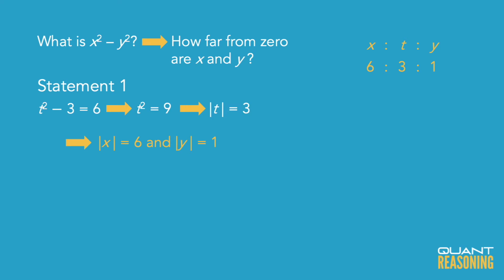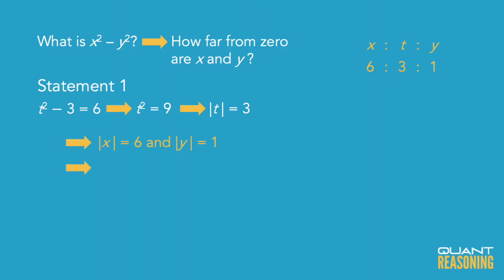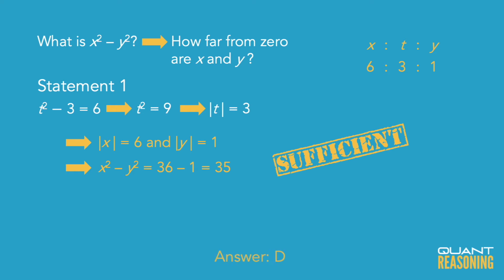Do we care which side of 0 x and y are on? No. The question wants to know the difference of squares. So whether x is 6 or negative 6, x squared will be 36. Whether y is 1 or negative 1, y squared will be 1. So either way, x squared minus y squared would be 36 minus 1, which is 35. And we were able to do that with just statement 1 on its own. So the correct answer here is D.